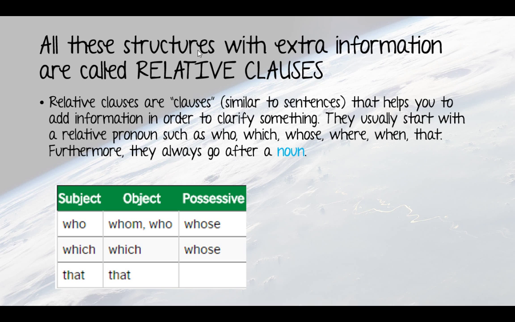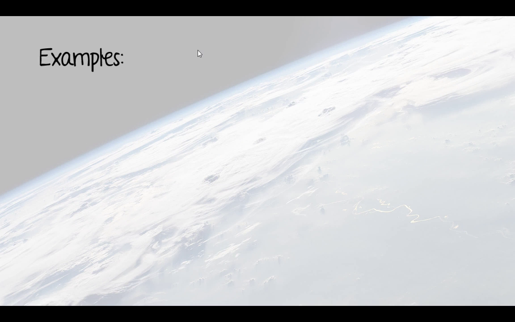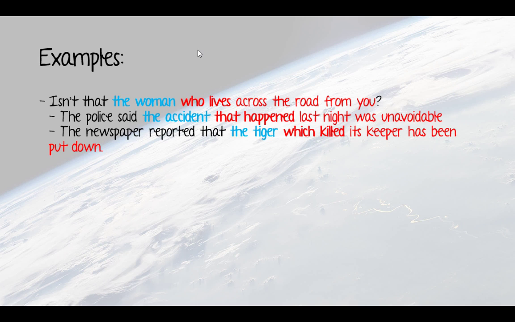So, here there are some examples. Isn't that the woman who lives across the road from you? The police said the accident that happened last night was unavoidable. The police said that the accident that happened last night was unavoidable. The newspaper reported that the tire which killed its skipper has been put down.